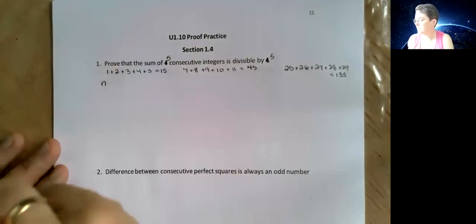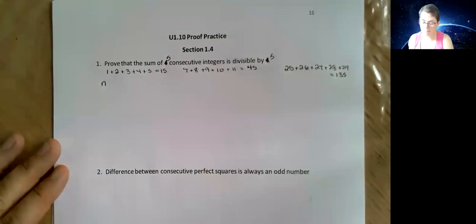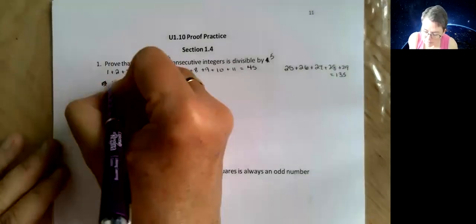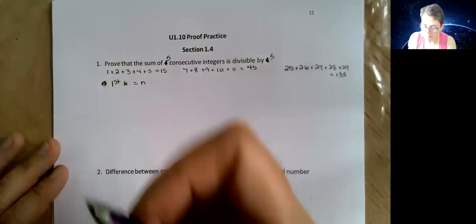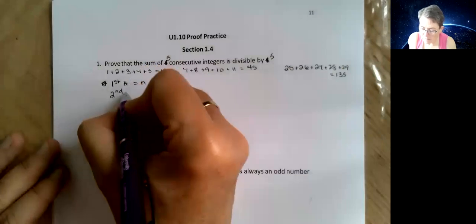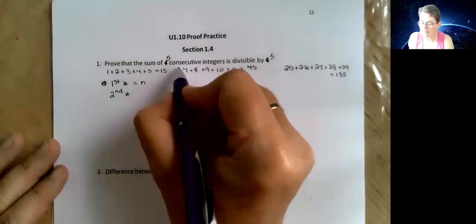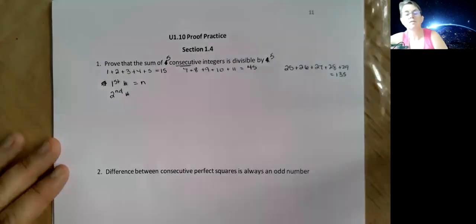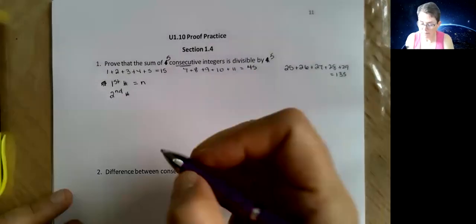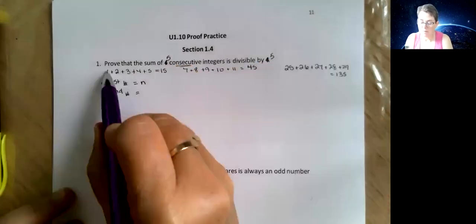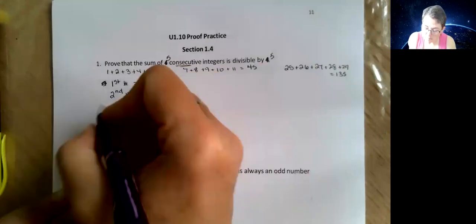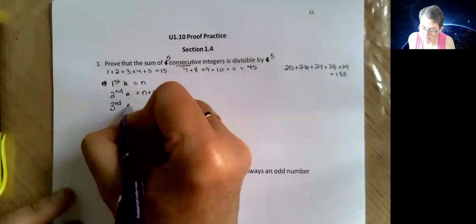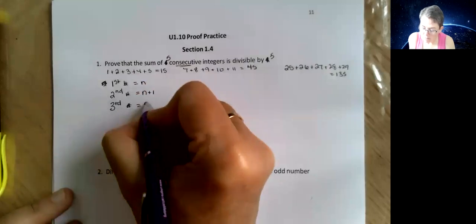All right, let's do it this way. So my first number, we're going to call it n. My second number, now key here, always look for that word consecutive. If you see that, you have to keep using the variable. So to get from 1 to 2, I add 1. So it's going to be n plus 1. And my third is going to be n plus 2.